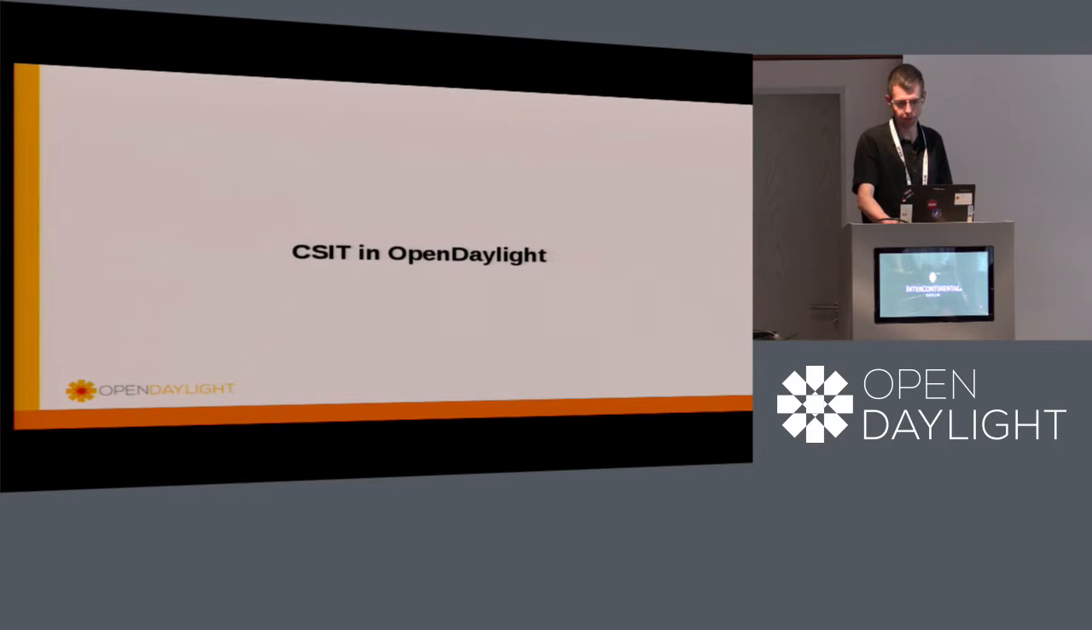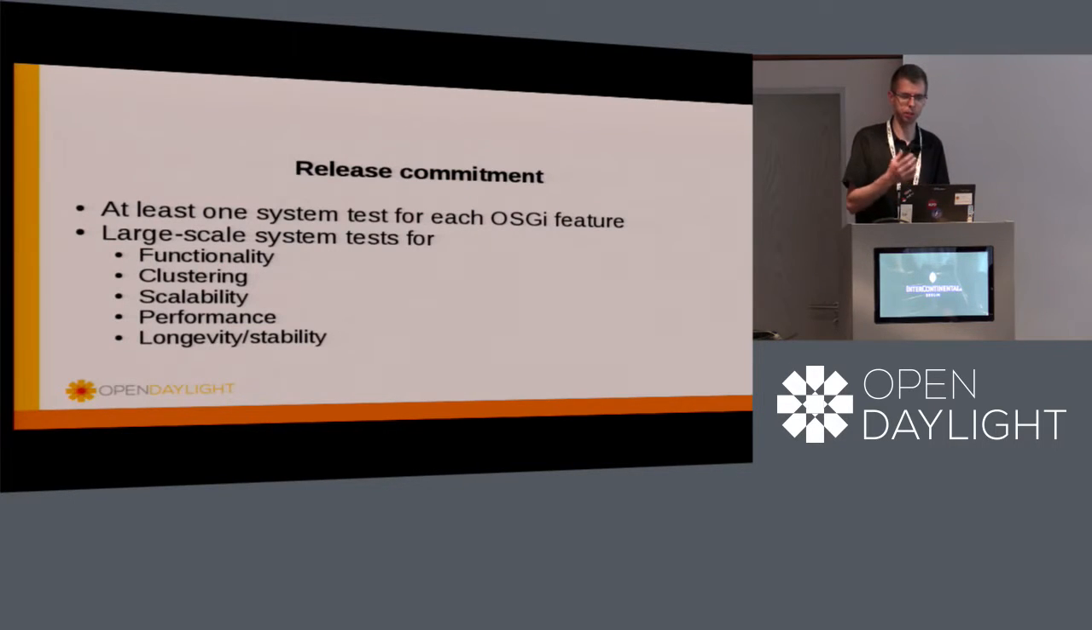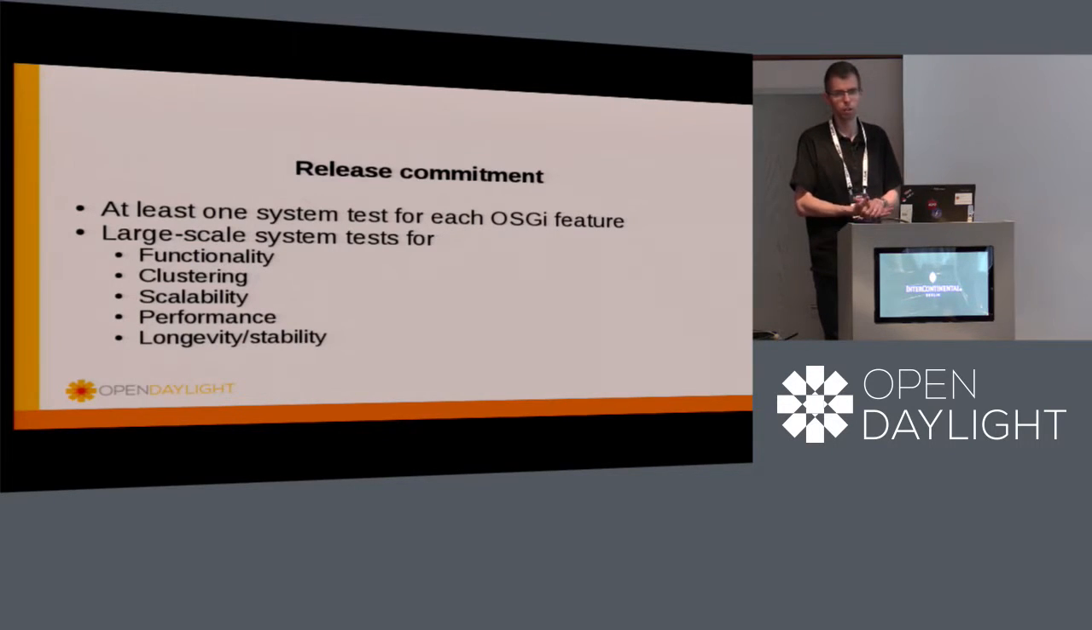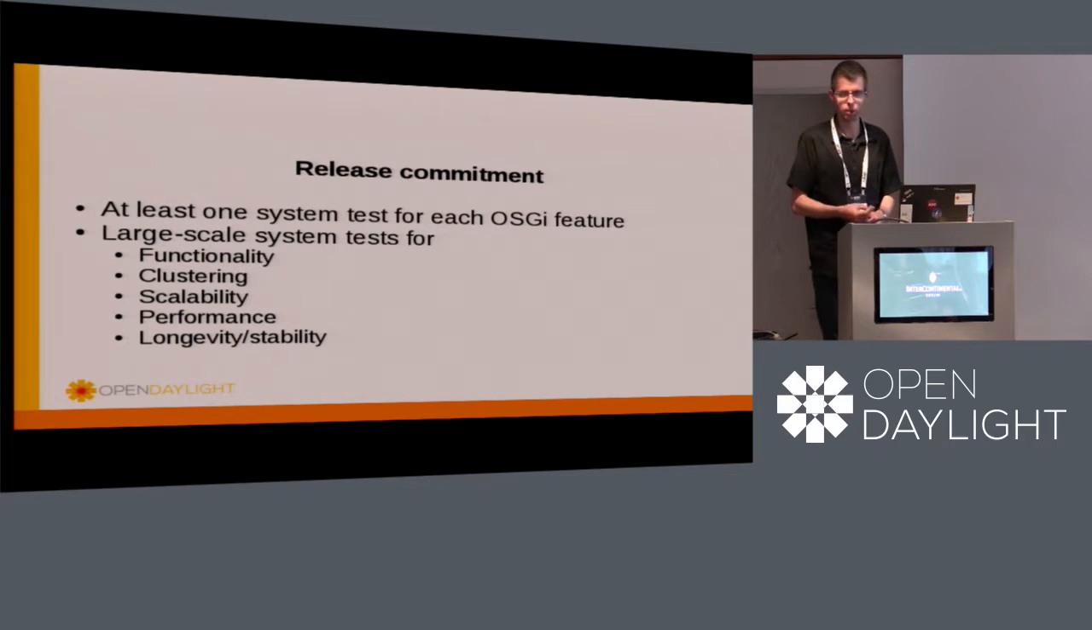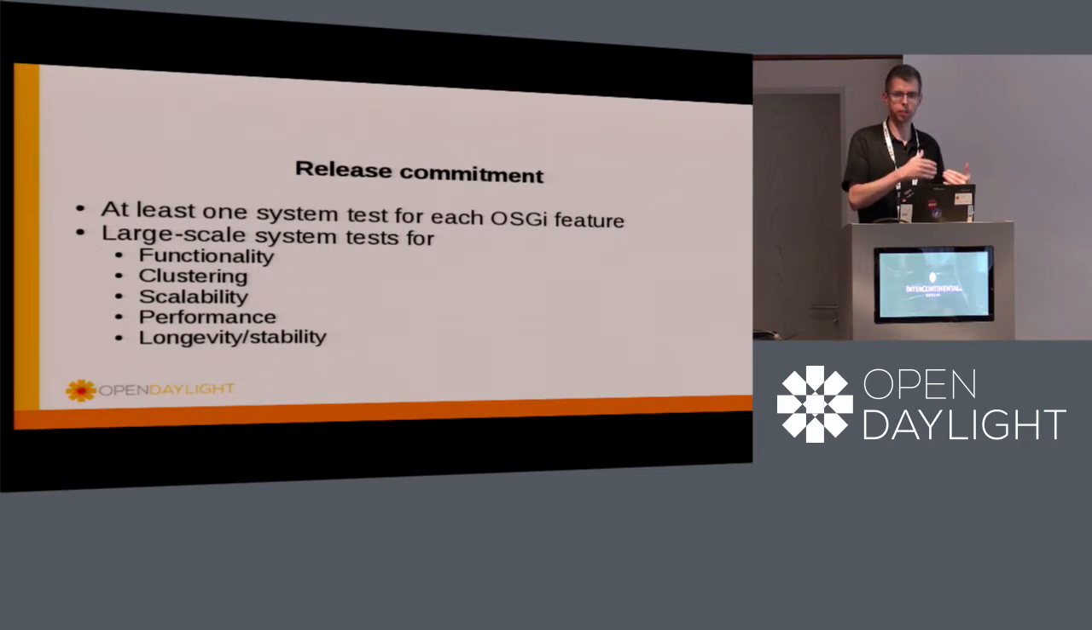In OpenDaylight, CSIT is different from unit tests and integration tests because it is a release commitment. Every single project that participates in a release is supposed to commit to having at least one system test for each OSGi feature, which is one way of packaging functionality. The details don't matter all that much, but anything exposed to the end user is supposed to have a system test. Projects are also supposed to provide large-scale system tests for all the functionality they provide: clustering capabilities, if they advertise them, scalability, performance, and longevity and stability. That allows us to ensure that release after release, we maintain the same level of quality or improve it, well, in theory at least.